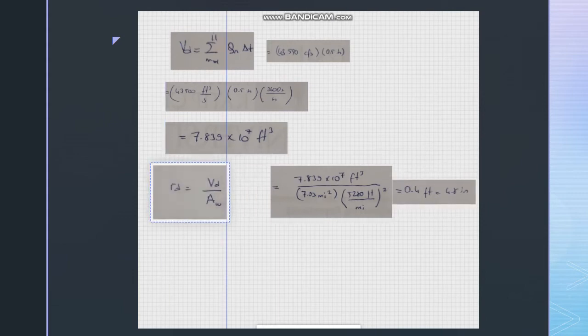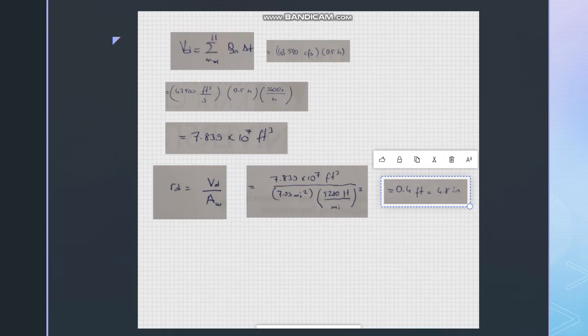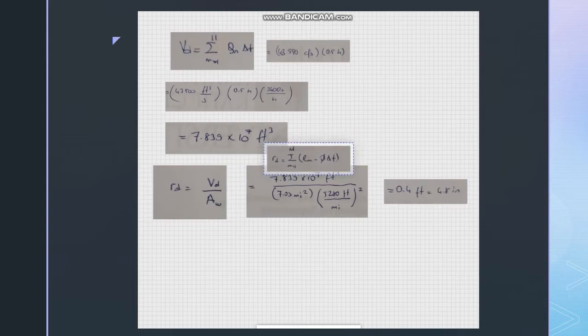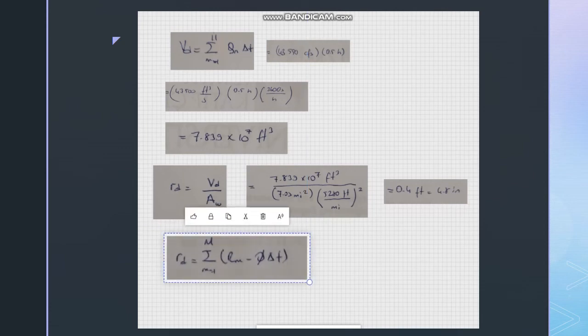After this point, so we find RD, and we found RD. So what we need to use is our formula, which is RD, depth of direct runoff, is equal to the sum from m = 1 to the total interval of the rainfall event, which is our runoff, minus phi index times delta t.